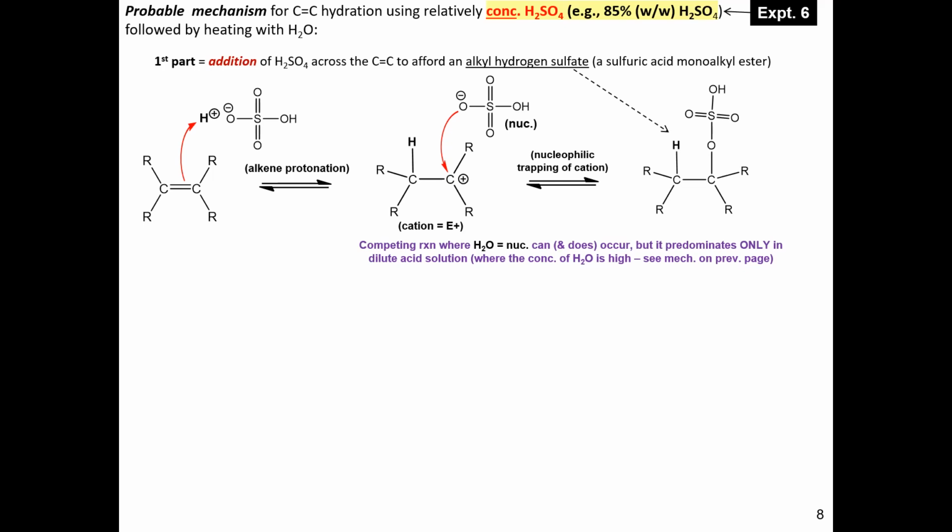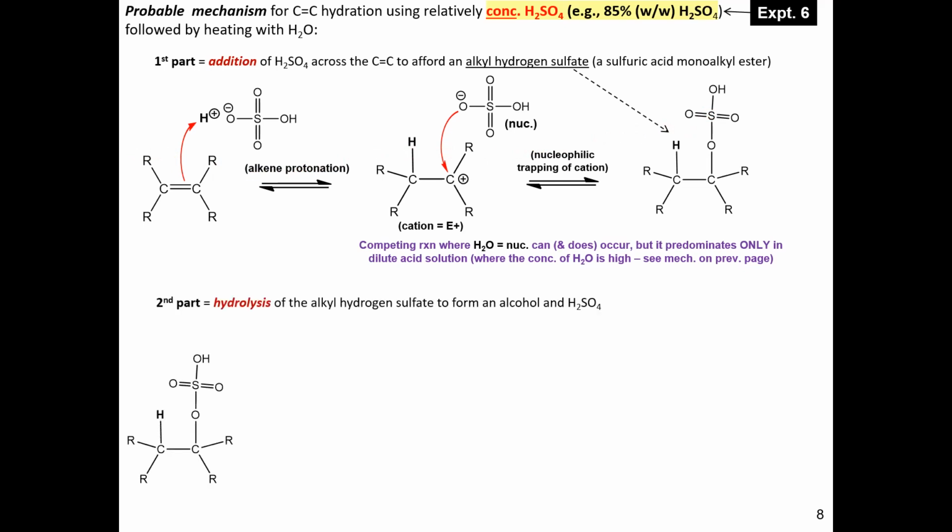You can see that this is classified as an addition reaction, where the elements of H2SO4, H and SO4H, were added across the carbon-carbon double bond of the alkene. The second part of this process involves hydrolysis of the alkyl hydrogen sulfate to afford the alcohol and sulfuric acid as products. The first mechanistic step involves cleavage of this CO bond by an SN1 process.